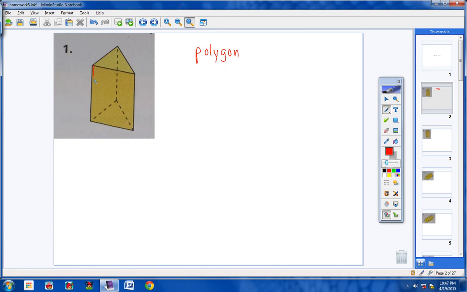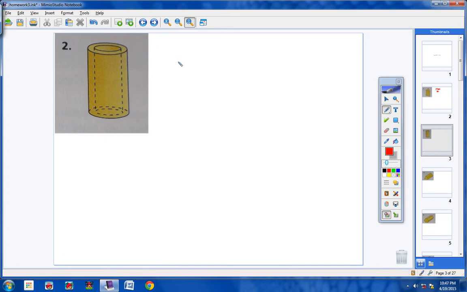Every face, like here's the front face, it's a rectangle. Here's the left side over here, it's a rectangle. Here's the right side over here, it's a rectangle. Here's the top, it's a triangle. Here's the bottom, it's a triangle. All of those shapes are polygons. So yes, we have a polyhedron. Okay? Number 2, no, we do not have a polyhedron.